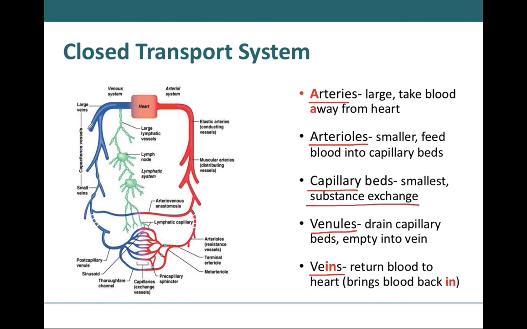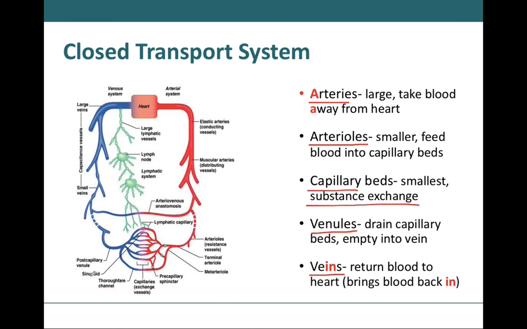So these are our 5 different types of vessels, and each one of these vessels is going to have its own individual structure. Just as we saw on the last slide, arteries, capillaries, and veins all look different. Arterioles are going to look similar to arteries, but they won't be exactly the same as what we saw on the last slide, and the same goes for the venules.